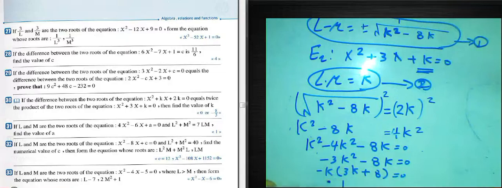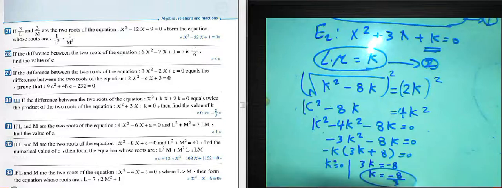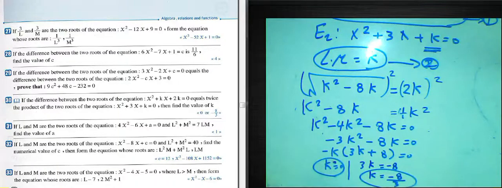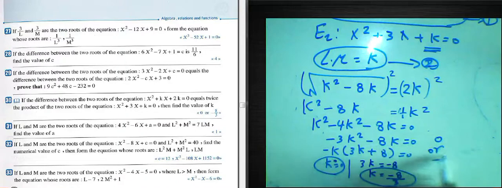So k is either first equal 0 or second equal 0: 3k plus 8 equal 0. We can move it with the opposite sign, so 3k equal negative 8, so k equal negative 8 over 3. So we have two values for k: either k equals 0 or negative 8 over 3.